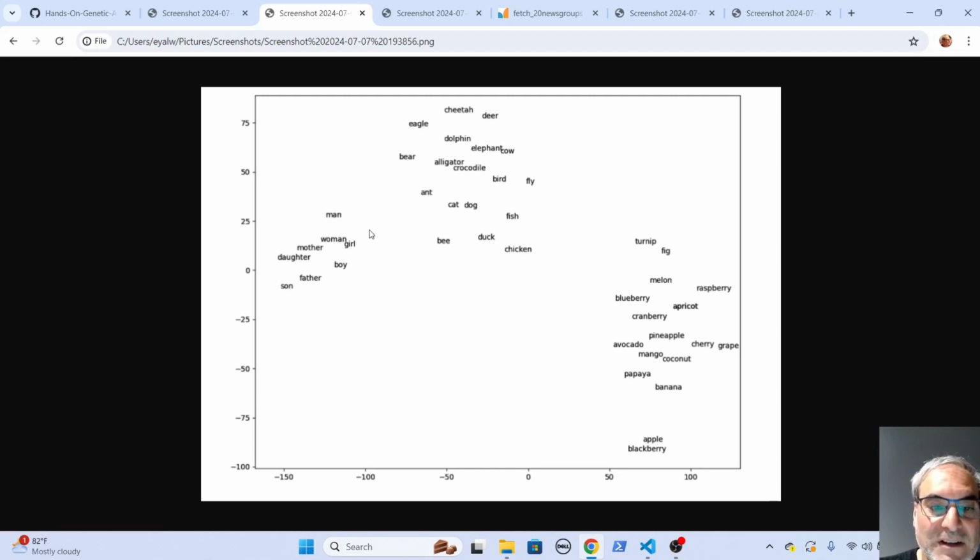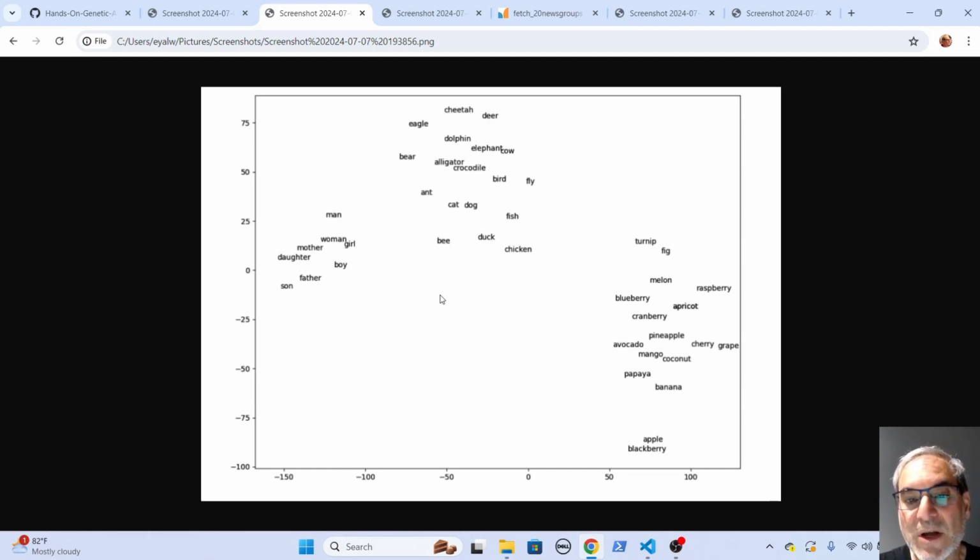And here you have words that have to do with people. You can even see relations like father and son. The distance and direction between them is very similar to mother and daughter. In the same way, the distance between daughter and son is a lot like mother and father.